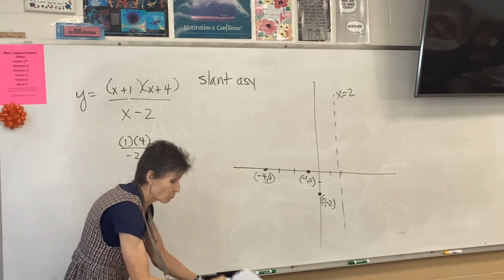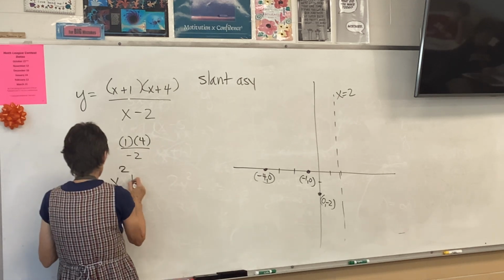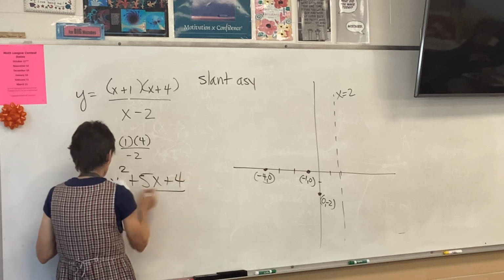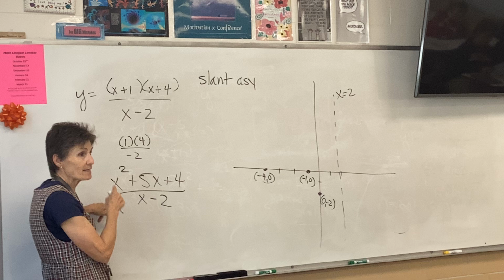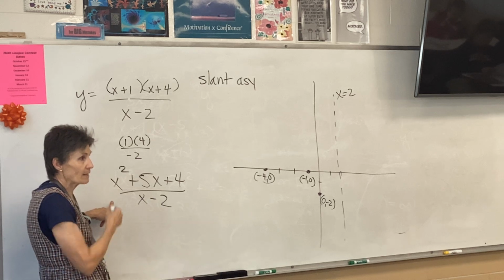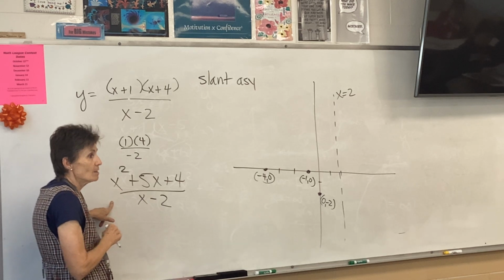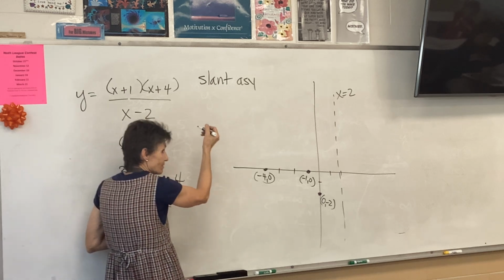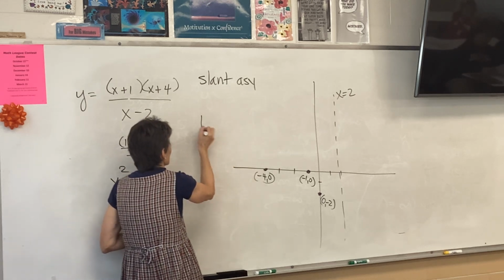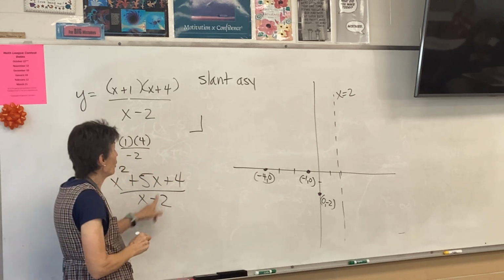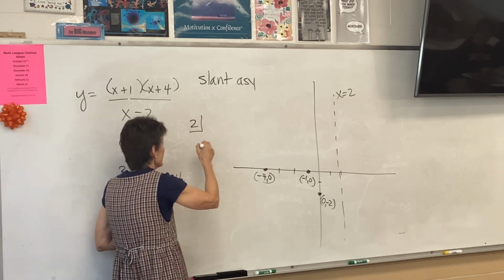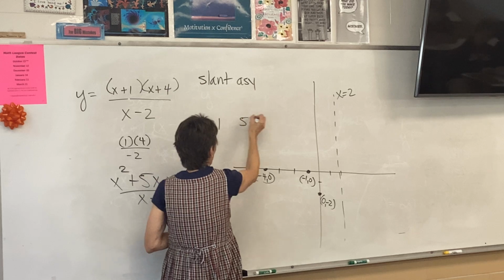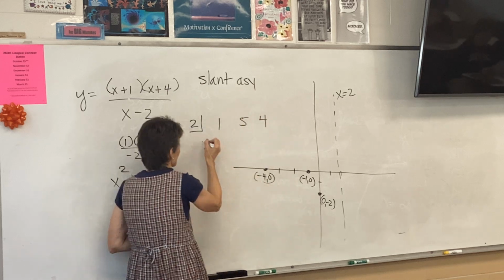Let me look at the original problem before I factor. Would you agree that that is a division problem? That's a division. So I'm going to do synthetic division. What is going to go in the box? Positive 2. And then 1, 5, and 4. You can do that on me.